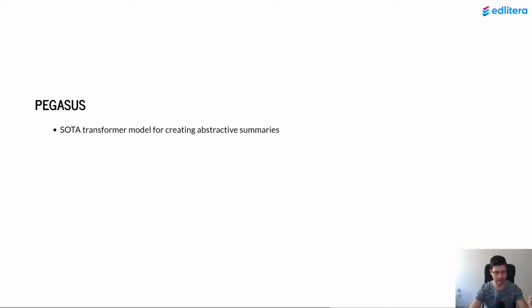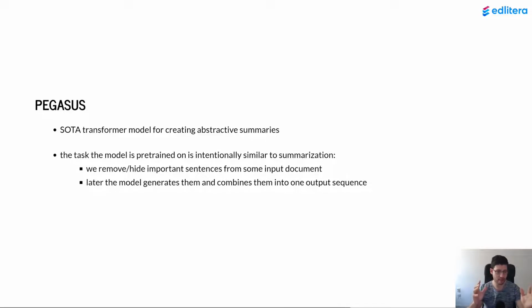However, just to keep it on a high level, we're just going to say that it's a particularly trained transformer model. So most transformer models are pre-trained on general NLP tasks, but Pegasus as a transformer model is pre-trained on a task that is intentionally similar to summarization. So actually what happens is relatively simple when we talk about it on a high level. We take some input document that has a particular number of sentences, let's say 10 sentences, and then we hide, for example, every second sentence. Let's say that we hide the second, the fourth, and the sixth sentence from those 10 sentences.